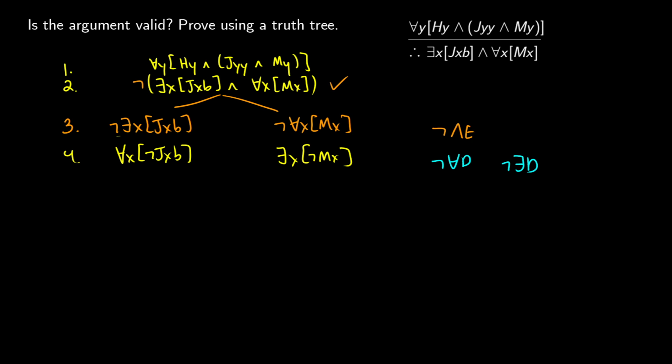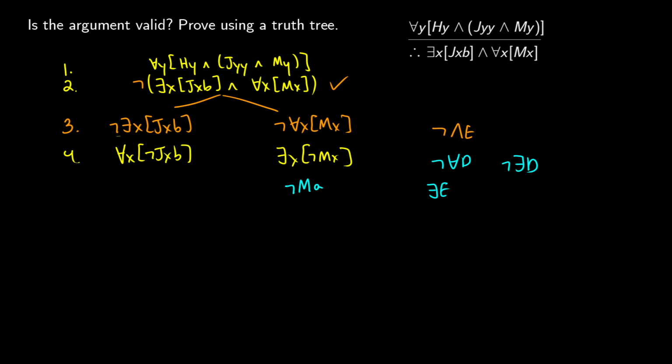Okay, what now? Well, what I see on the right is an exists an x, so I'm just going to pick some constant for it. So I'm going to say not Ma here. So this is existential elimination. Now, my goal on this branch is to eventually get an Ma.